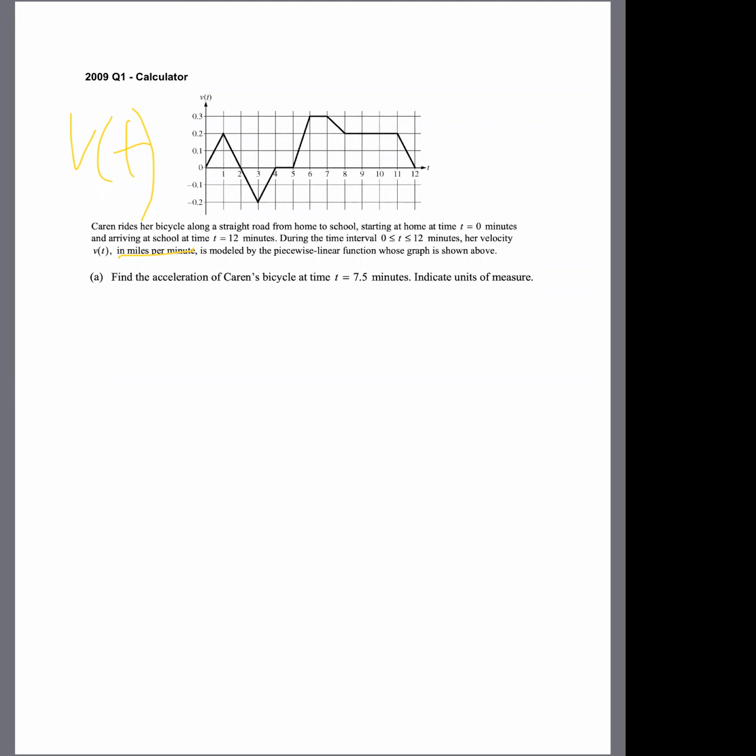Find the acceleration of Karen's bicycle at t equal to 7.5 minutes and indicate units of measure. All right, so as we know from PVA, acceleration is the derivative of velocity. So in order to find a of 7.5, we need to know v prime of 7.5. And how do we know v prime of 7.5? Well, we go to 7.5, which is here, and take the slope.